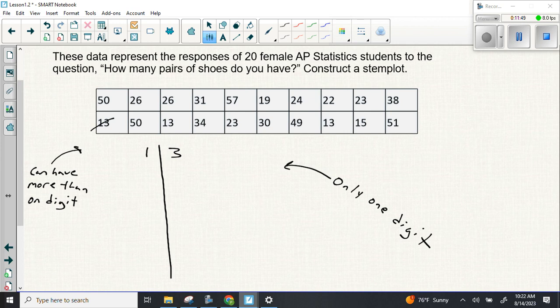So that is 13. There's another 13 there, so I'm going to put another 3. So that says 13, 13. There's another 13. So this represents the three 13s: one 13, two 13s, three 13s. Over we go. We've got 15, so I'll put a 5. There it is.